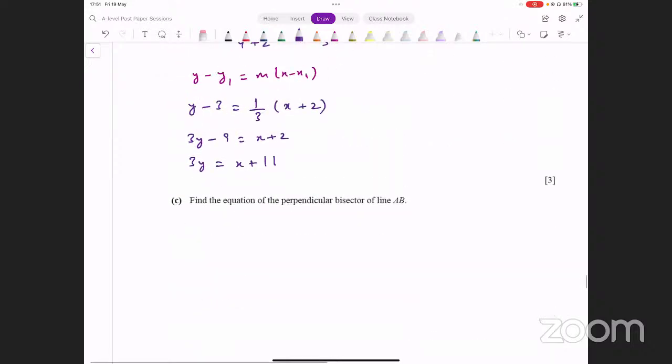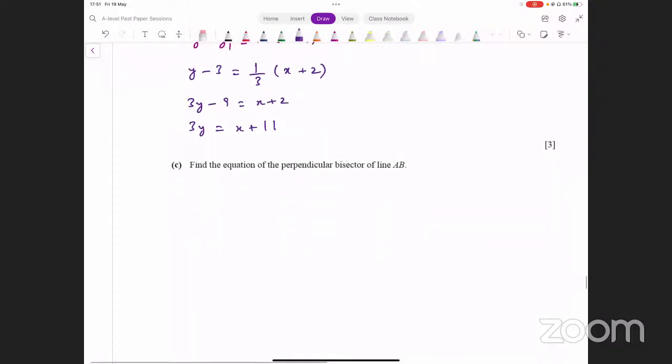Part C, it says find the equation of the perpendicular bisector of line AB. Perpendicular bisector, ये क्या होता है?